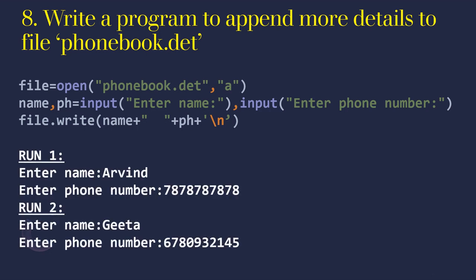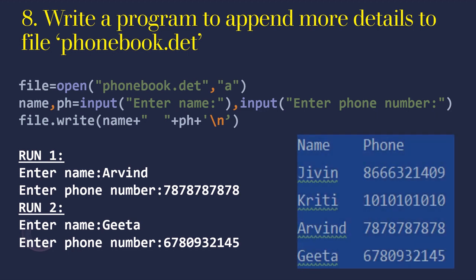And once you run the program, you can see it. Enter a name, it is asking for a name. Let's say I have passed the name as Arvind and the phone number is like this. In a second run, I have entered one more name, that is Geeta, and have entered the corresponding phone number. Then you can see these two values will be appended to your file phonebook.dat, and now the content of this file is like this. Name, phone number, which was already having two values, two records. Now it's having two more lines appended into it. So the output is like this.